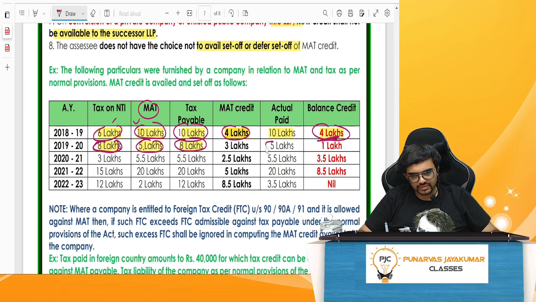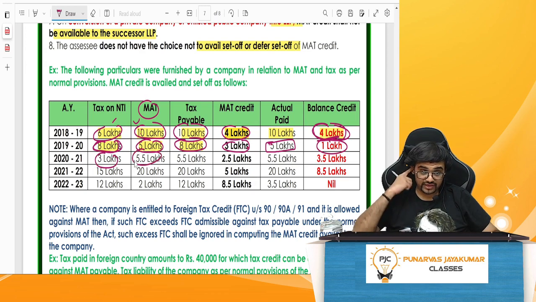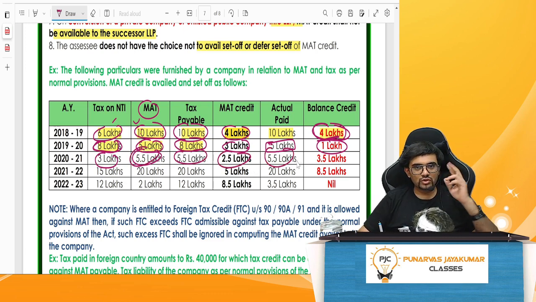How much will you actually pay? I'll only pay 5, no problem, because I have credit. Last year I paid 4 more. Out of this 4, I will take 3 lakhs this year. 5 plus 3, 1 balance. Next year, normal is 3 lakhs and MAT is 5.5. So I have to pay 5.5, which means I am paying extra 2.5. That will be the credit. How much is the entire amount? 2.5 plus 1, 3.5 will be the credit.